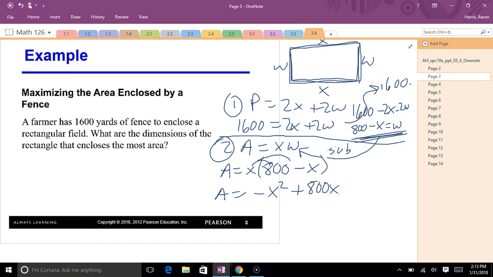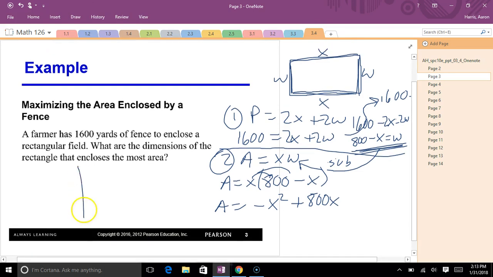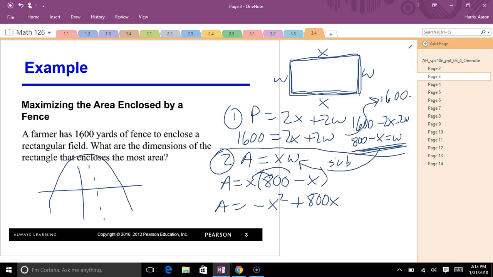So now we're trying to maximize area. For a quadratic function, let me give you a picture of this. Whatever this looks like, we've got this quadratic and we're trying to maximize it. Where does this maximum occur? Well, if you recall, it occurs at the axis of symmetry, which is at x equals negative b over 2a. Well, our a here is negative 1, and our b is 800. Of course, our c is 0.